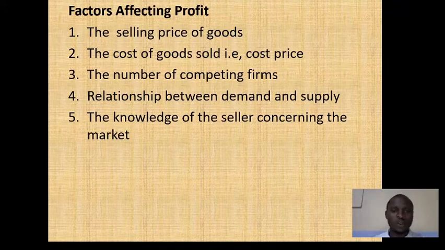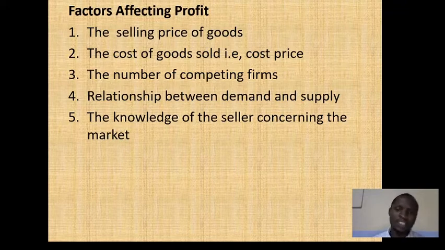Now, the cost of goods sold. Here, looking at the cost price of producing that goods. Now, if the cost price of producing a particular good is very high and the market price of that good is low, it is going to affect the profit you will generate. On the other hand, if the cost of producing that good is low and the market price of that good is high, your profit is going to be high.